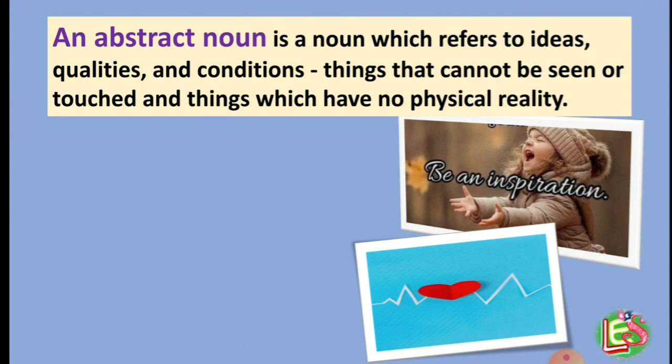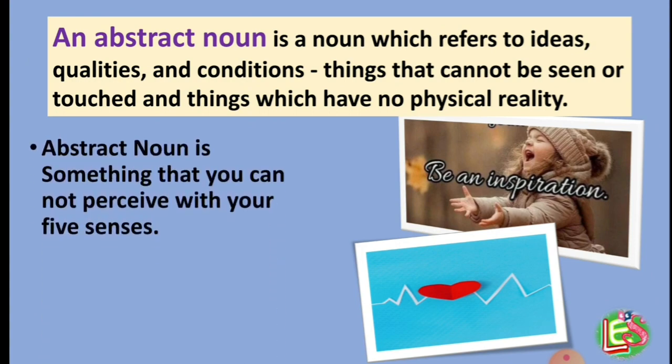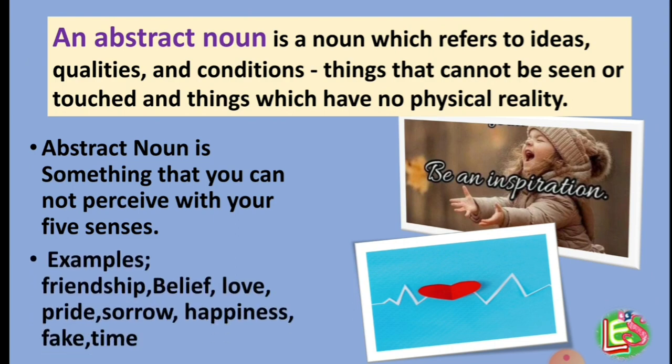See our third type of noun, an abstract noun. If we observe the definition, an abstract noun is a noun which refers to idea, qualities, condition, things that cannot be seen or touched or things which have no physical reality, means abstract noun generally deals with our mood, emotions, expressions. Abstract noun is something that you cannot perceive with your five senses. So we cannot touch it, we cannot see it, but we feel it.